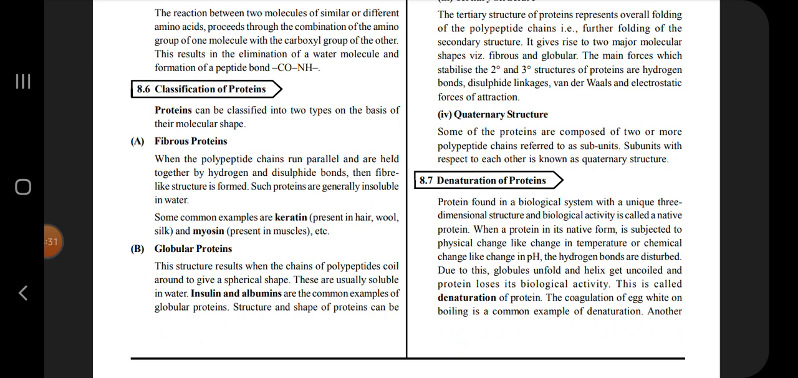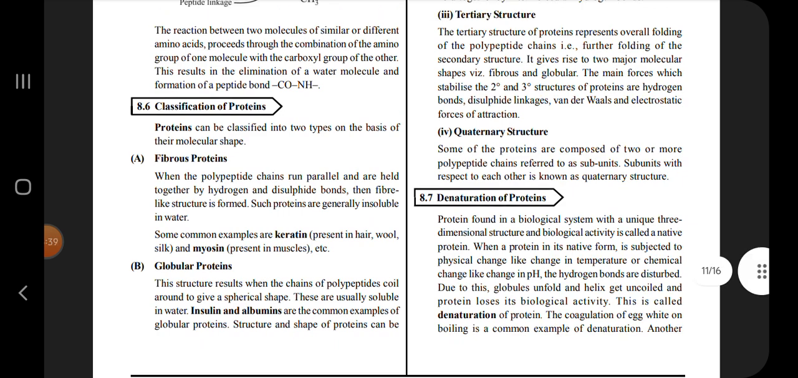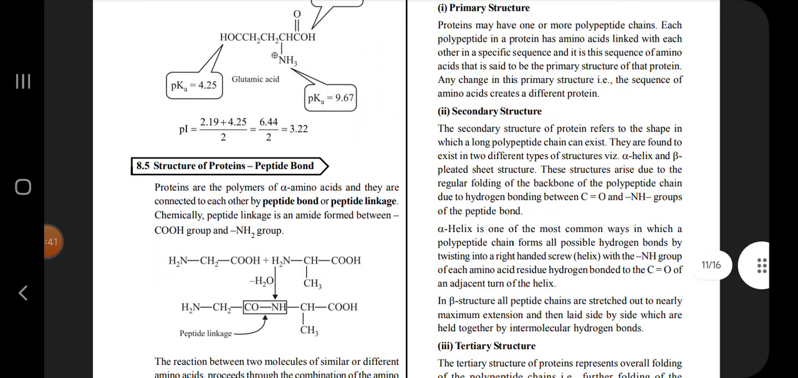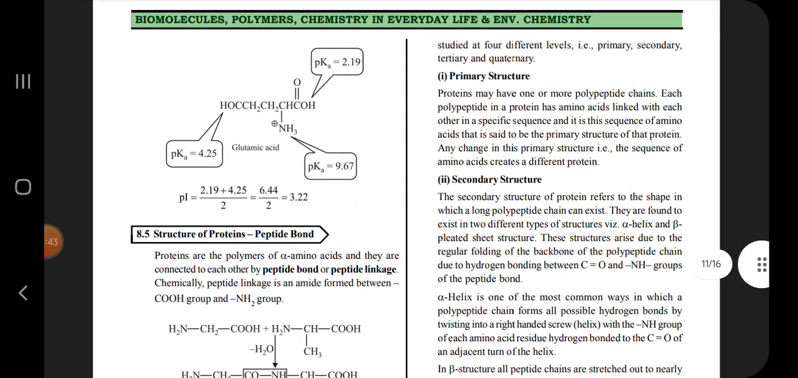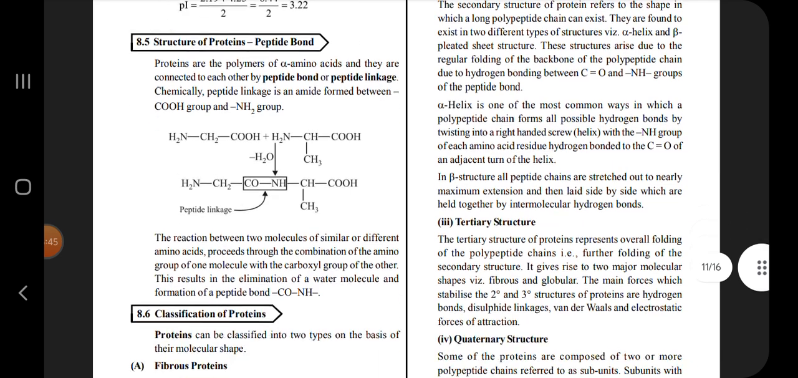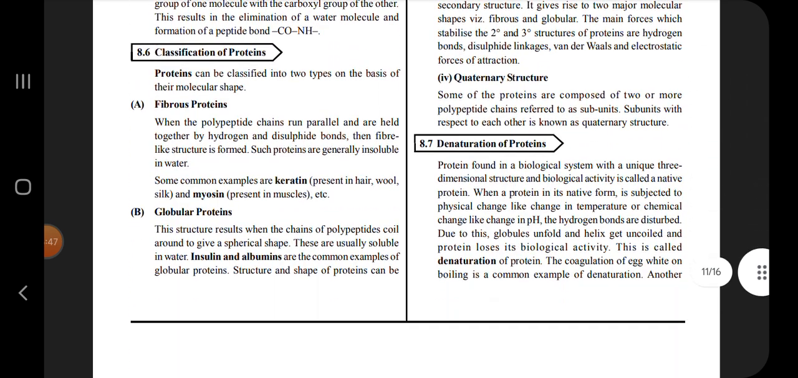Proteins are classified into two types on the basis of their molecular shape, that is fibrous protein and globular protein. Protein structure is of four types: primary structure, secondary, tertiary, and then quaternary.